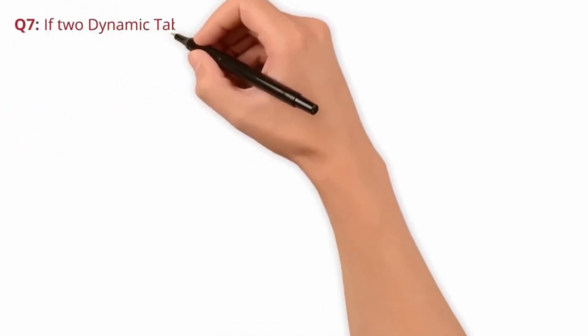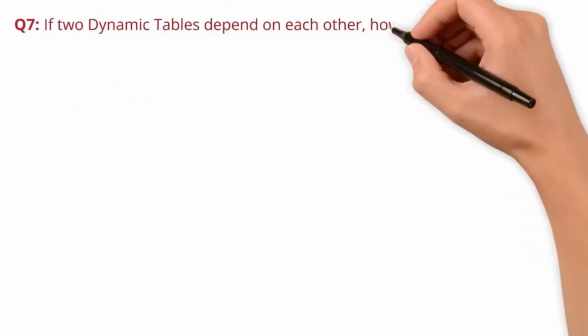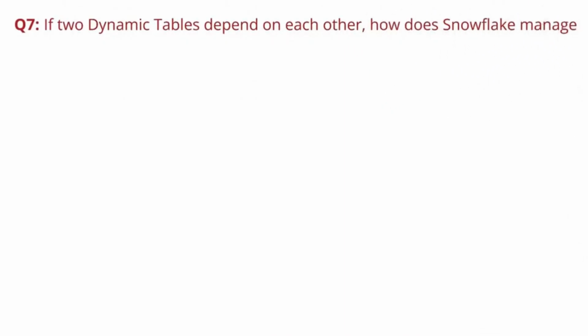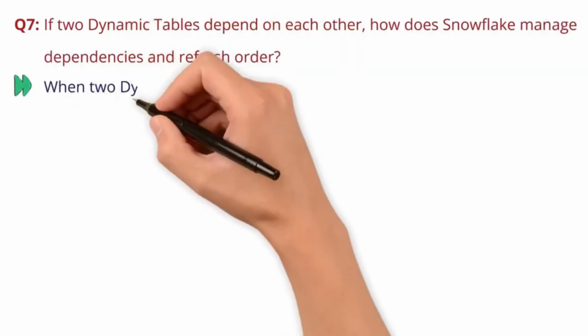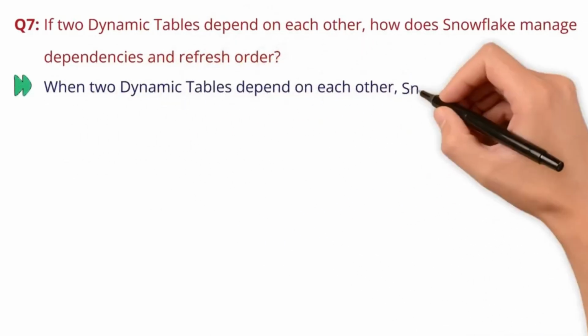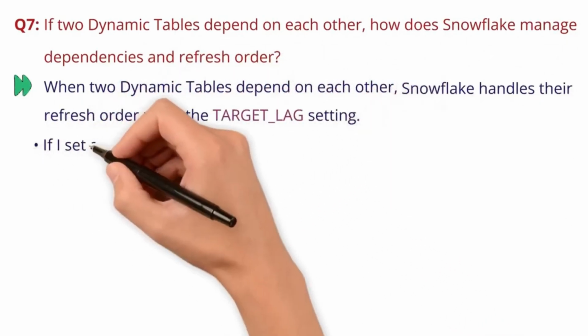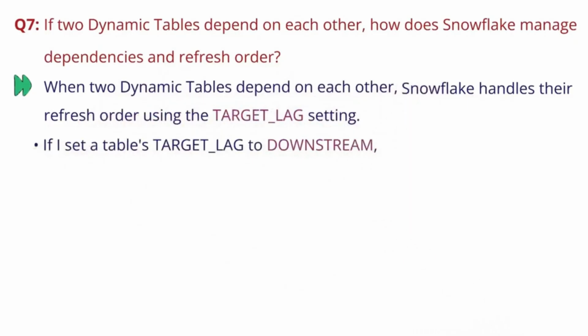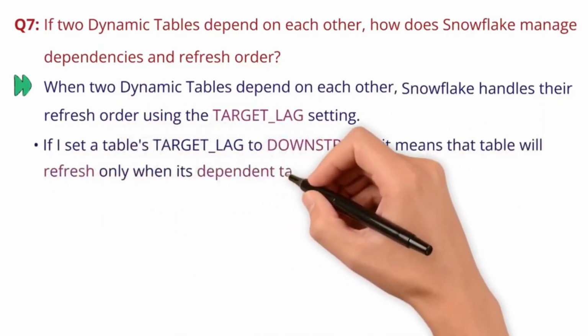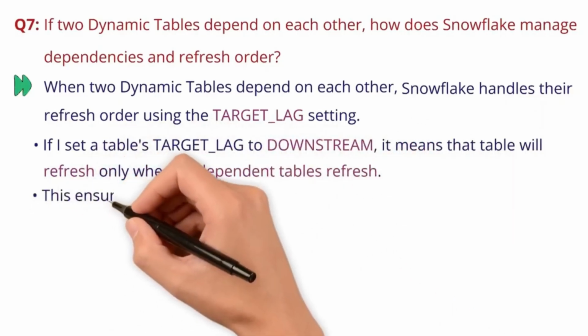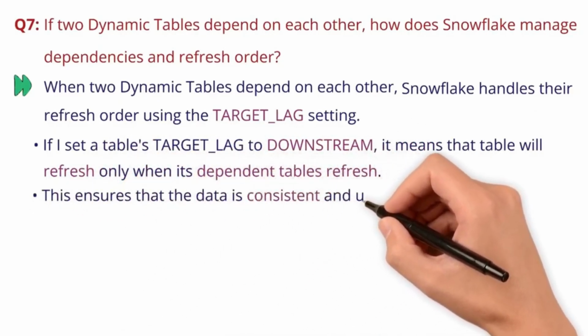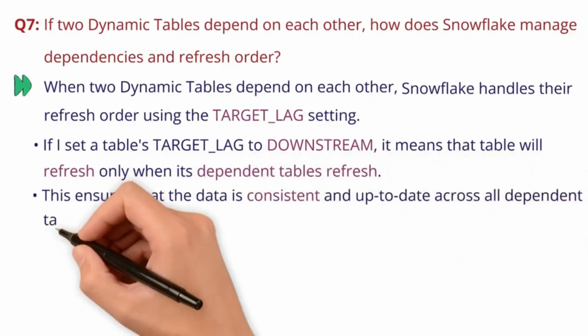Next question. If two dynamic tables depend on each other, how does Snowflake manage dependencies and refresh order? Here is my answer. When two dynamic tables depend on each other, Snowflake handles their refresh order using the target lag setting. If I set a table's lag to downstream, it means that table will refresh only when its dependent tables refresh. This ensures that the data is consistent and up to date across all dependent tables.